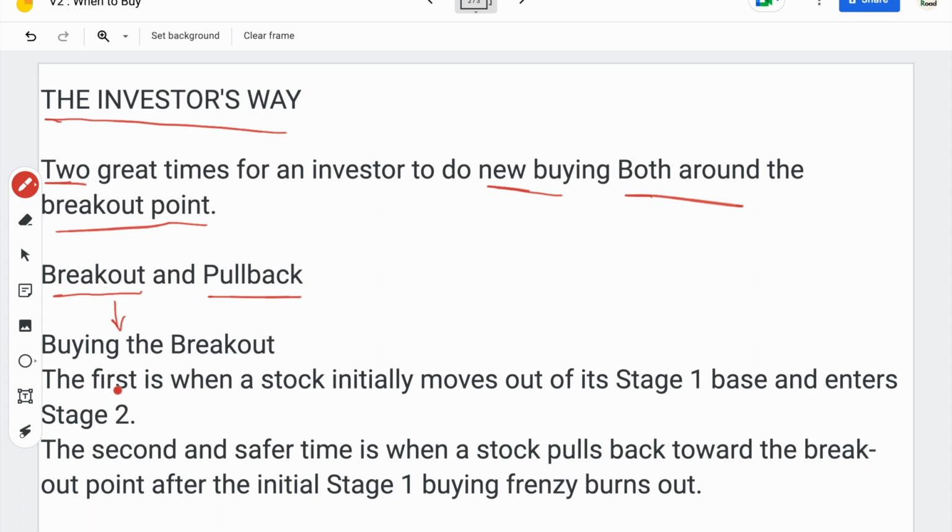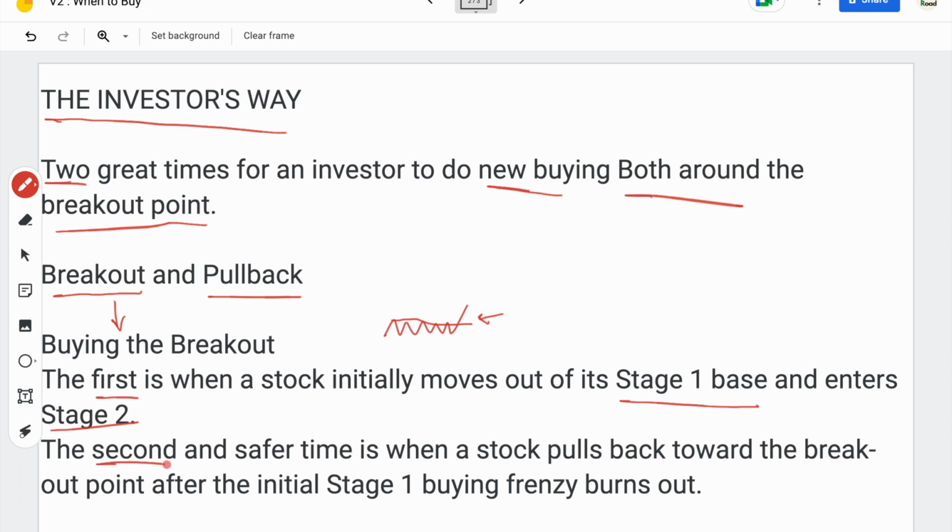So here he says that the first buying point is when a stock initially moves out of its stage 1 base and enters stage 2, right? What he's saying is, this is how the stock behaves in your stage 1. Then this happens. So according to him, the red line that I've drawn, kind of a resistance, this is where you take your first entry.